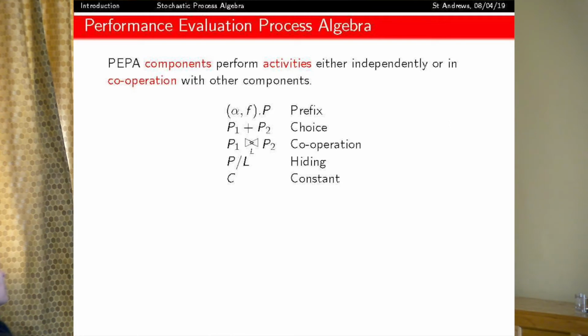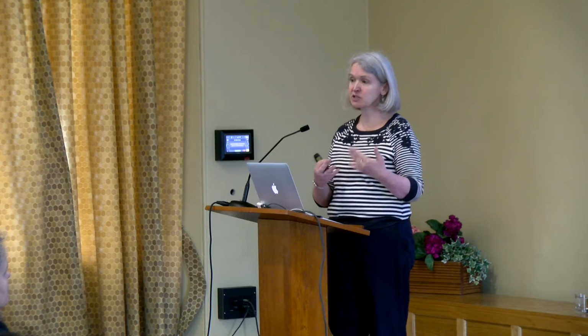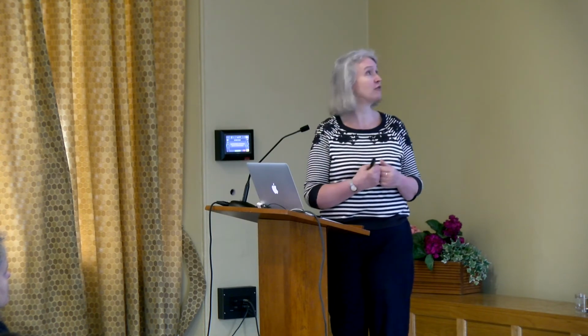This first one we've already seen. It just says, what I must do first is an alpha at rate f, and then I'm going to be P. We say f here because we do allow these to be functions. So it may be just a rate, or it may be a function on the current state of the system that allows us a certain amount of adaptivity. We have a notion of choice. Choice means I do one thing or another, and we saw that with the Markov chain. That's a race condition. So that's a probabilistic choice depending on the speed of the first actions of P1 and P2.